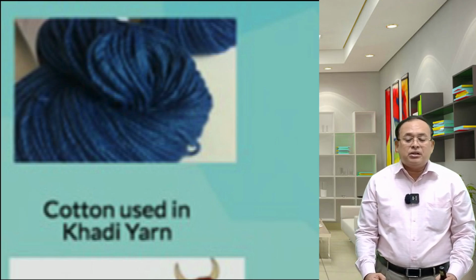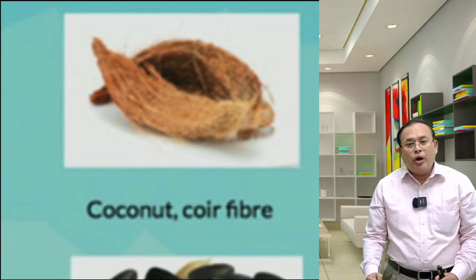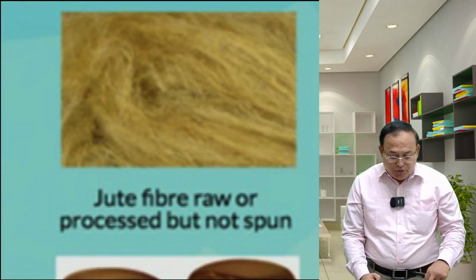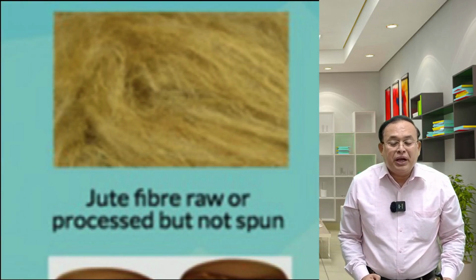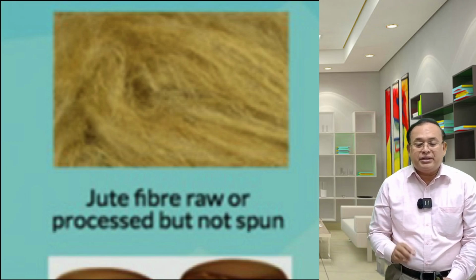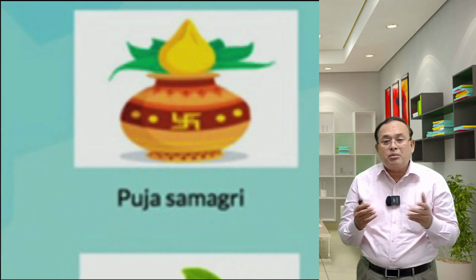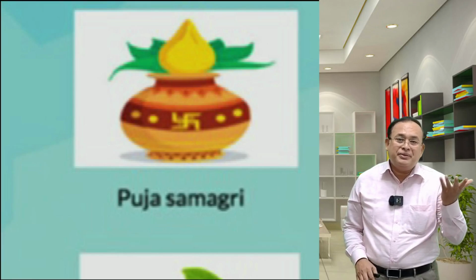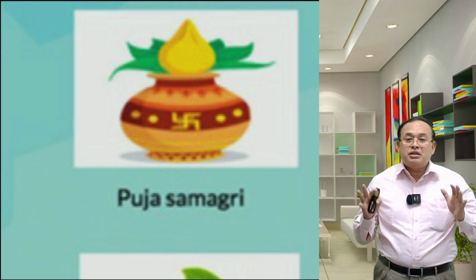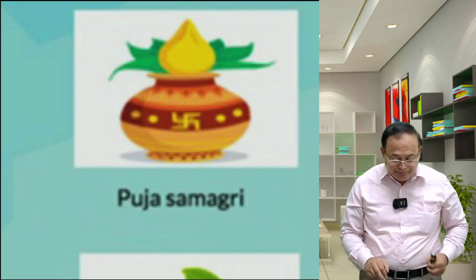Cotton used in khadi, no GST. Coconut coir and fiber, no GST. Just jute fabric or jute fiber in the raw format, absolutely free from GST. Puja samagris, but should not be made up with platinum and gold and all. Puja samagri should be a respectable puja samagri, absolutely free from GST.